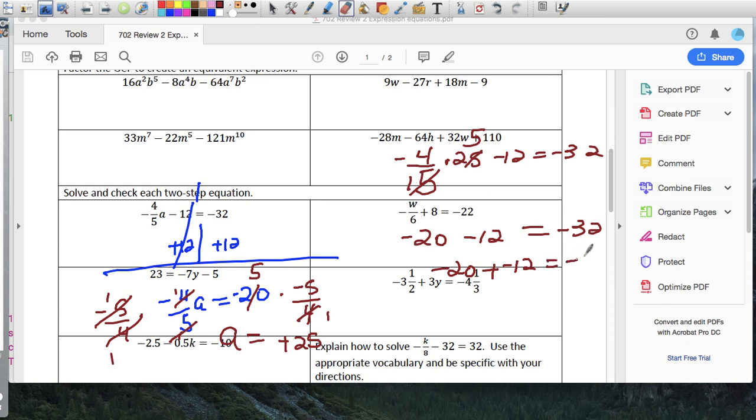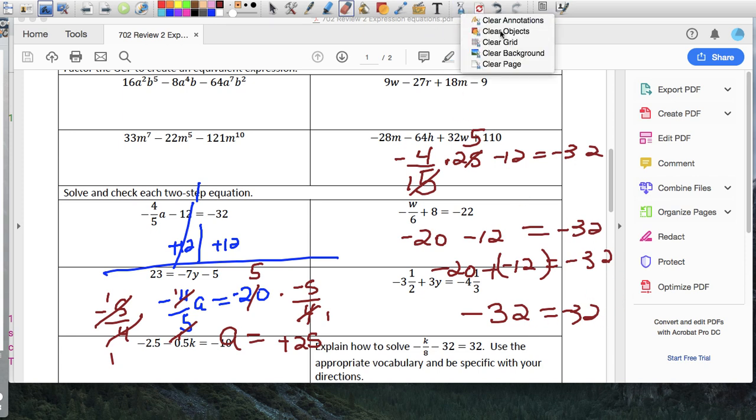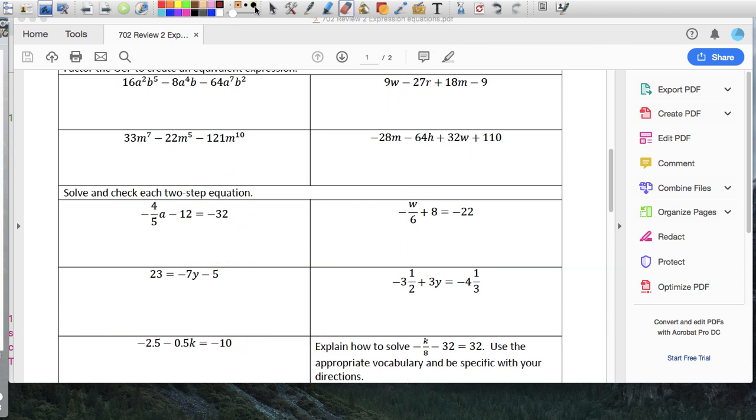Negative 20 plus negative 12. If you like to see it that way, you can change it to an addition problem. And a negative plus a negative is going to be more negative. And then you're going to get negative 32 equals negative 32. Since both sides are equal, I know my equation is true, and the value of a is also true. Okay, I think that's it.